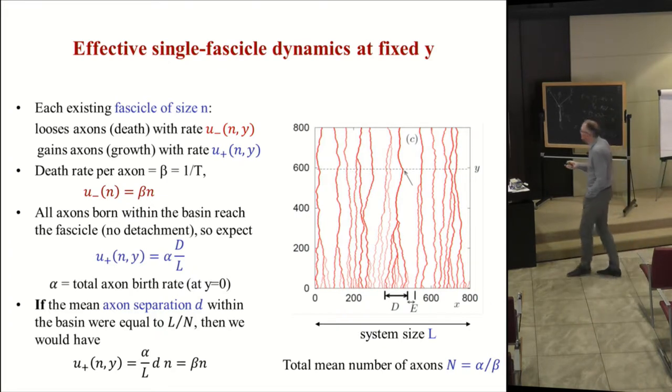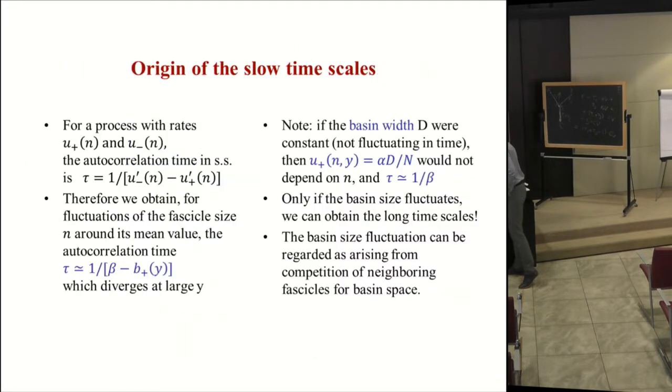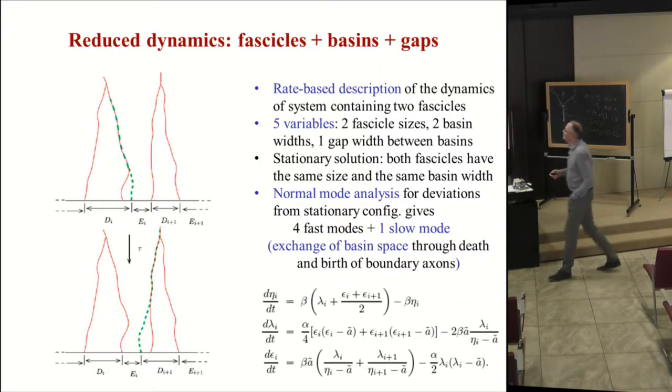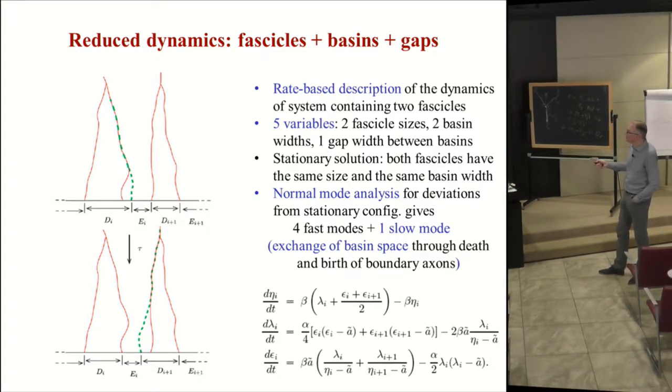Now, if this fascicle size were not fluctuating, there is no way you could get these long scales. These long scales actually come from the death and birth of axons. The basin size is fluctuating, and when we actually did an analysis of just two neighboring basins of two fascicles.